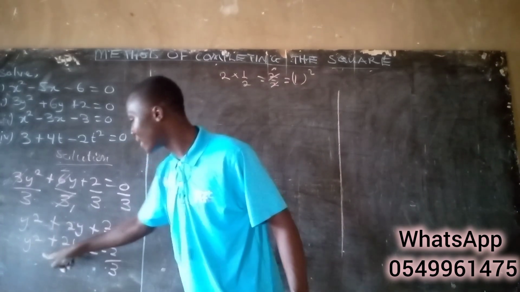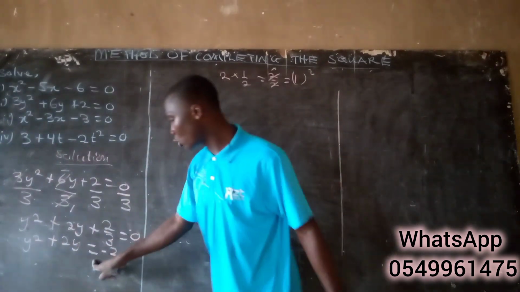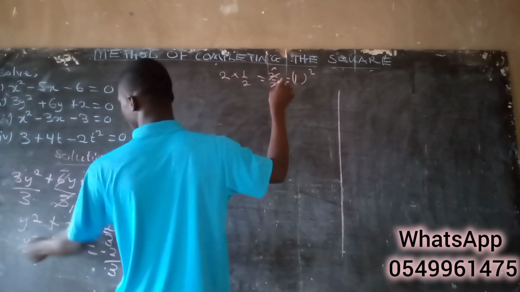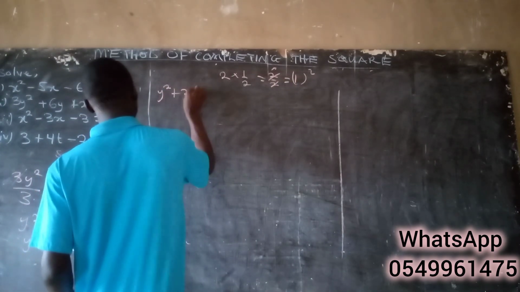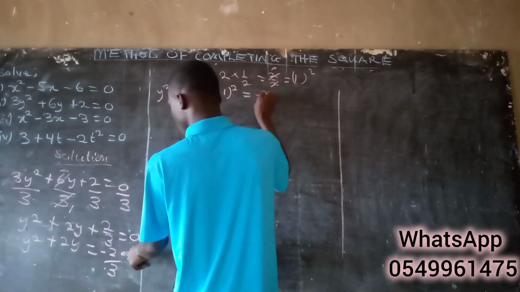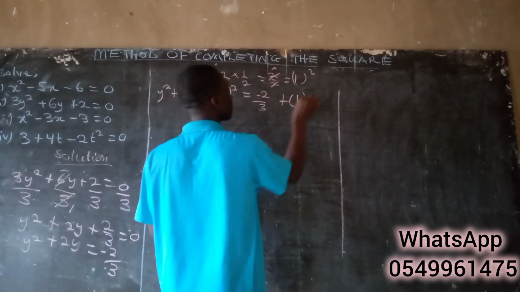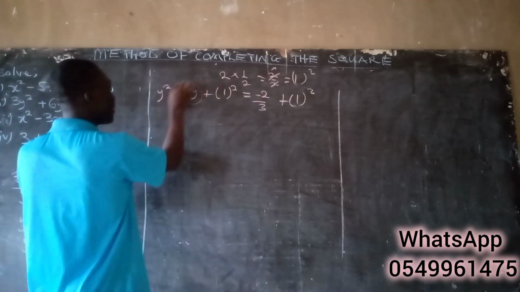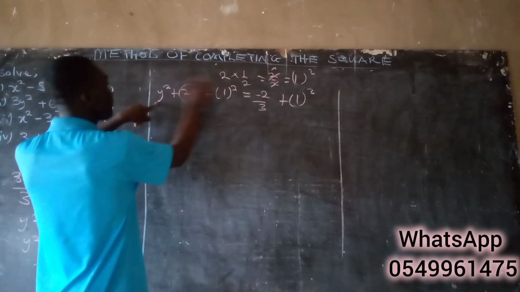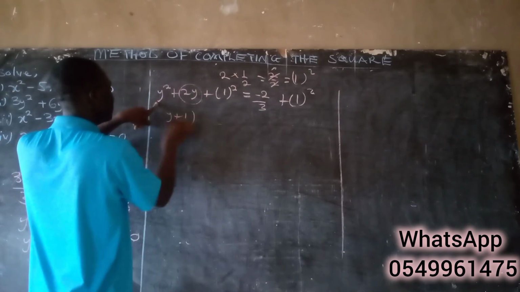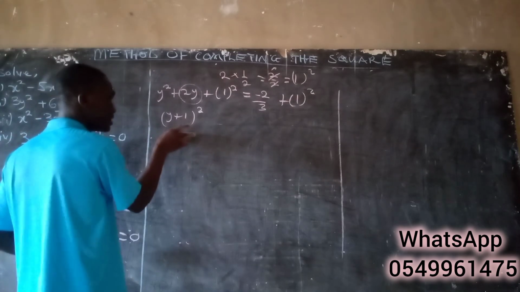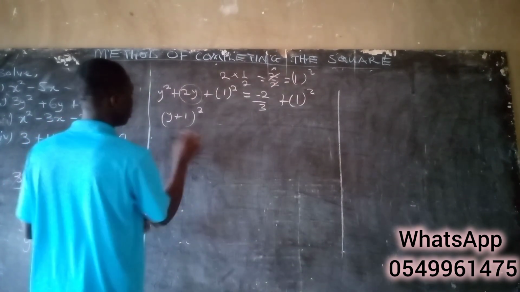So you have y squared plus 2y plus 1 squared is equal to negative 2 over 3 plus 1 squared, like that. Now you take the left side, y squared plus 2y plus 1 squared, and write it as y plus 1, all squared, because they are squares. So what this means is that when you expand this bracket, you get this expression back. Let's see. So you have y plus 1.